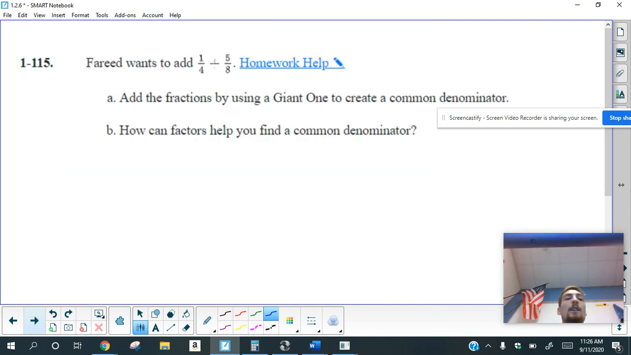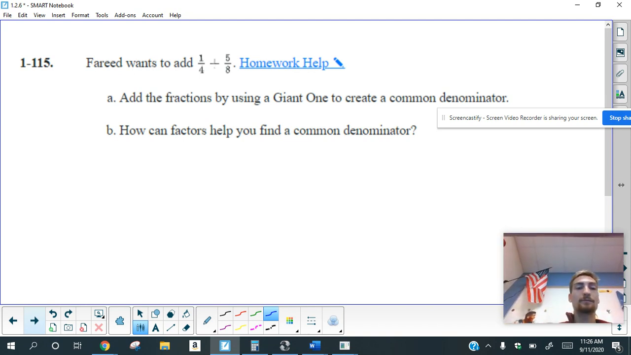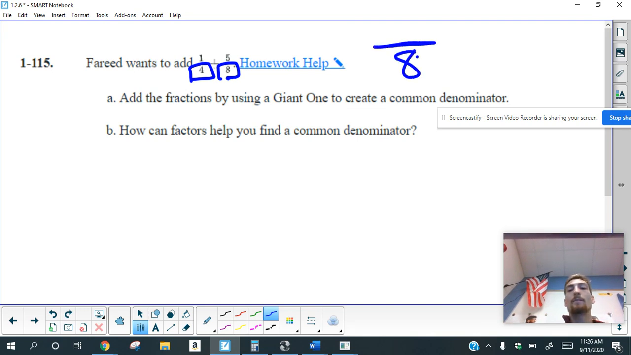So now we're moving on to 1-115. It says Fareed wants to add 1/4 plus 5 over 8. All right, so we're going to add the fractions by using a giant 1 to create a common denominator. Well, the common denominator here would be 8, right? 4 and 8 both go into 8, all right?